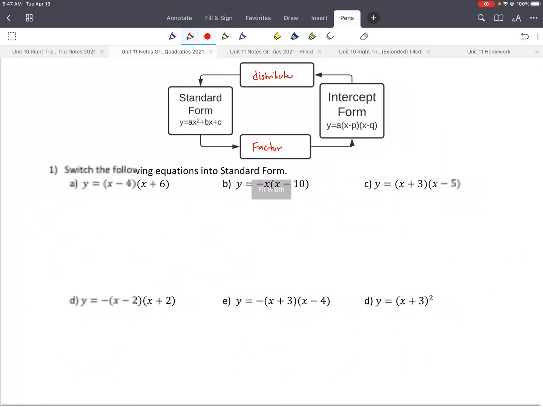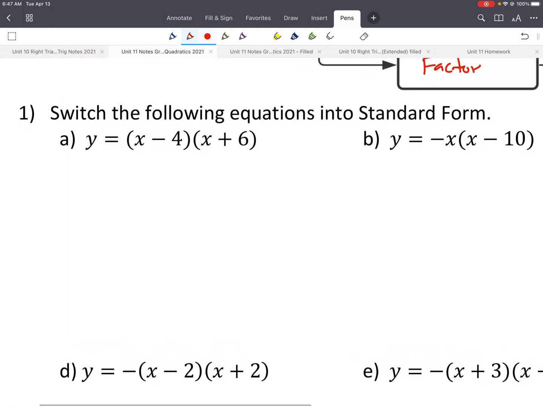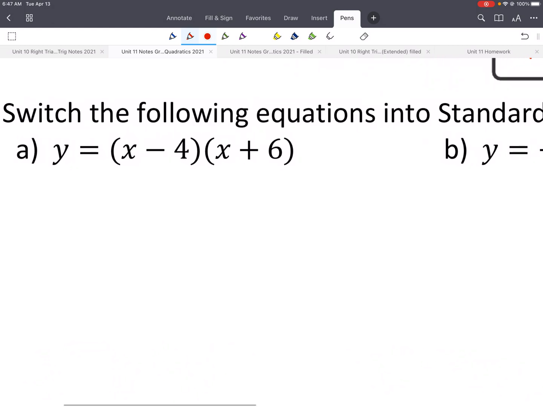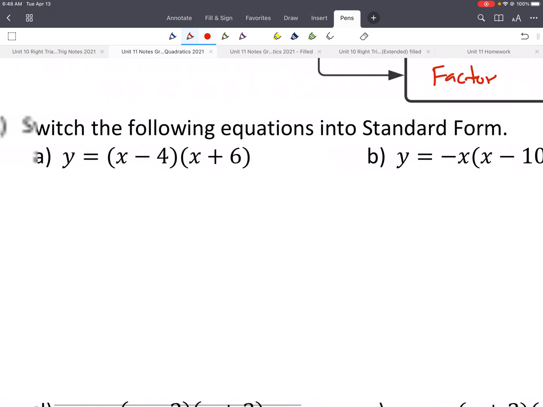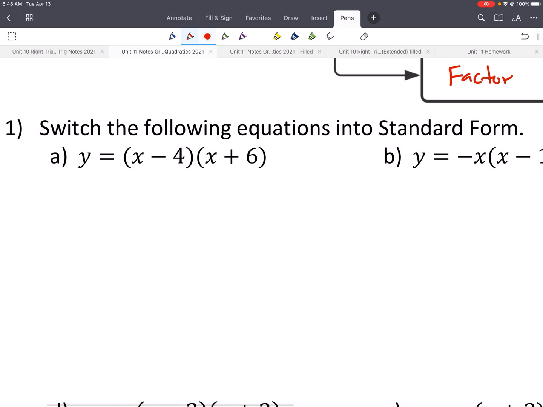All right, so let's just do some examples. Again, all of this you've done before. Maybe it's been a while. Okay, so it says switch the following equations into standard form. So all of these are already in standard or intercept form, and we need to distribute to solve.